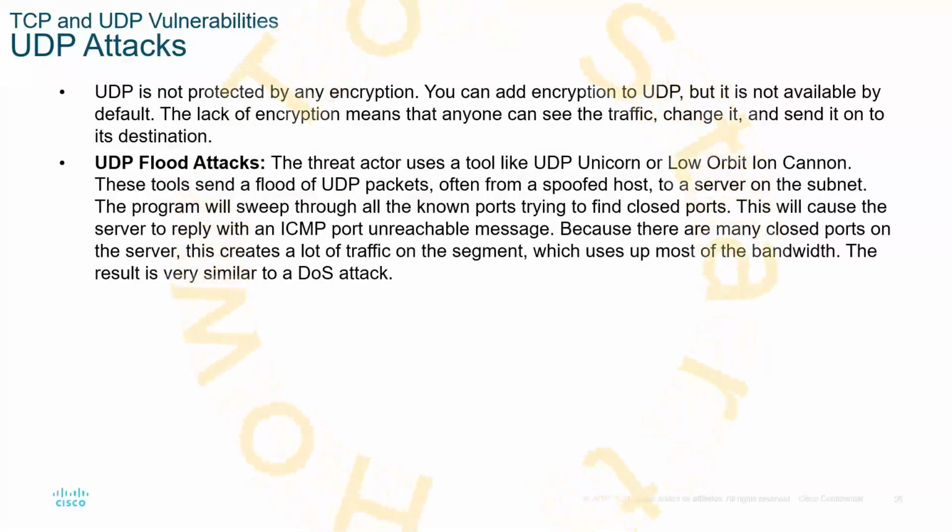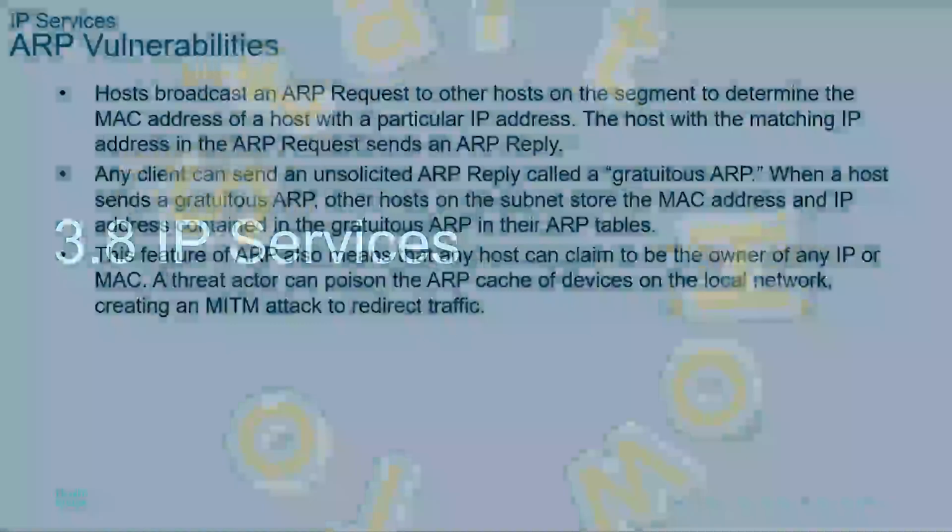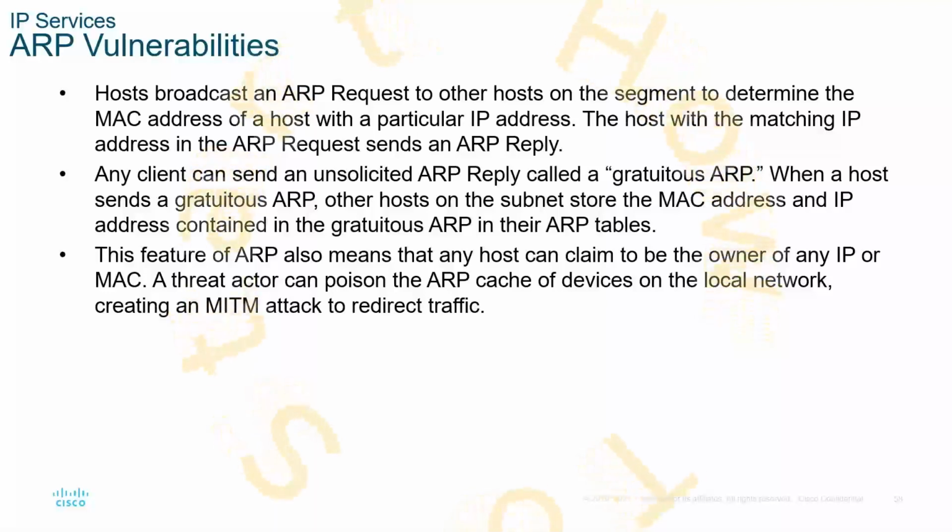UDP flood attacks is basically where the threat actor will use a tool like UDP Unicorn or Low Orbit Ion Cannon, and they will flood the network with UDP packets. Let's look at other IP services, things like ARP. ARP is very vulnerable to attack.